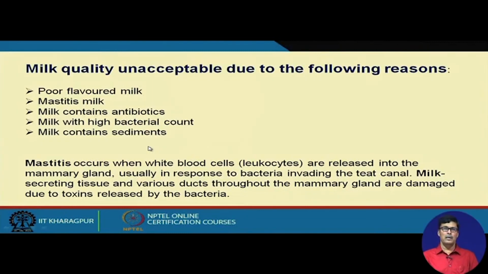Milk containing a high bacterial count is also undesirable, because with a high bacterial count there is every possibility of contamination. Then milk contains sediments. Some milk has sediment, and that is also not desirable. The explanation of mastitis is given here: mastitis occurs when white blood cells are released into the mammary glands, usually in response to bacteria invading the teat canals. So these bacteria will come into the milk.